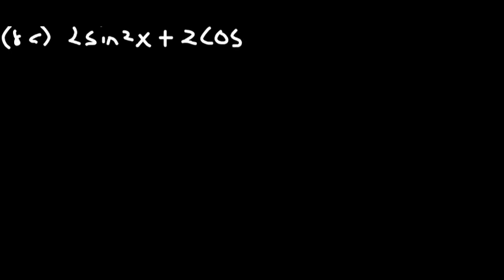Let us go to question 8c. Question 8c, we've been given 2 sine squared x plus 2 cos x minus 2 is equal to 0.